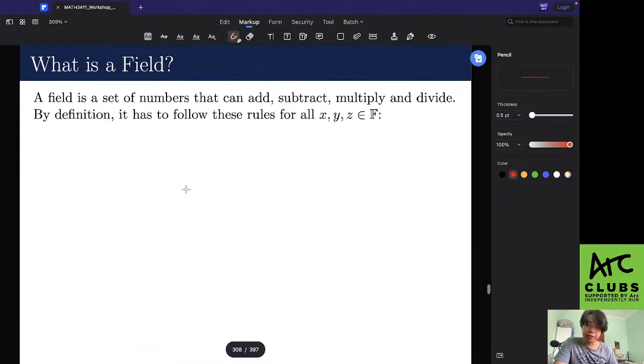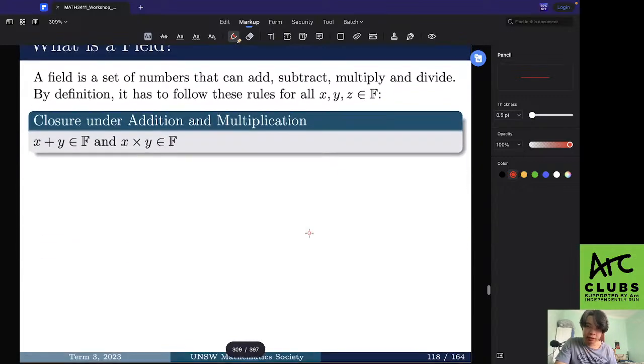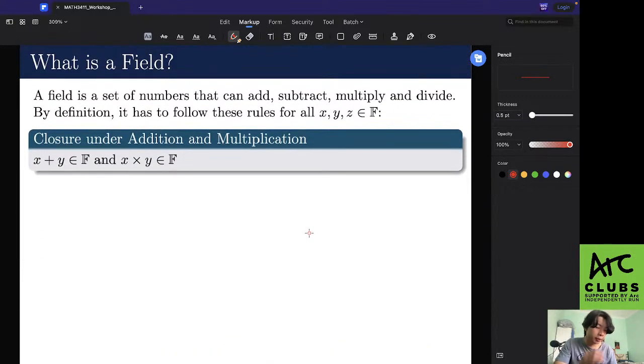Now let's set up what a field is. A field is essentially just a set of numbers that can add, subtract, divide, and multiply. So you might think of the real numbers, for example, right? We can add, subtract, and multiply them. And the thing with these is we do need some rules because otherwise some wacky stuff could happen, right? So the first thing is, if we take two numbers in the field and we add them, then that must still be in the field, right? Like, if we added two numbers and then it was outside the field, then we would no longer be able to use that number, right? So that's why we have closure.